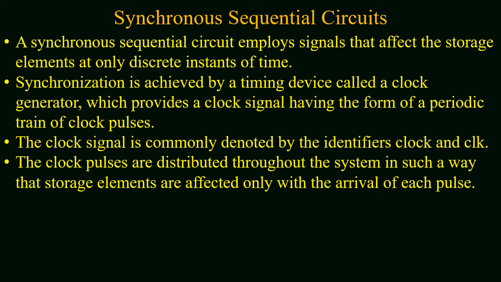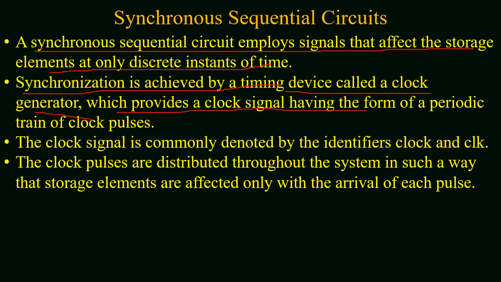Now, in contrast to asynchronous sequential circuit, the synchronous sequential circuit employs signals that affect the storage element only at a discrete instant of time. This synchronization among various elements is achieved by a timing device known as a clock generator. This clock generator produces a clock signal having the form of a periodic train of clock pulses.